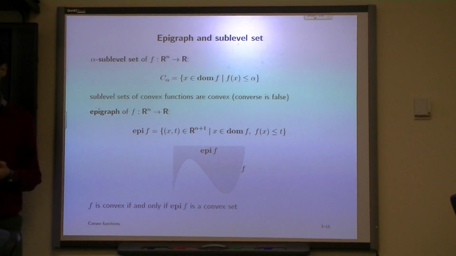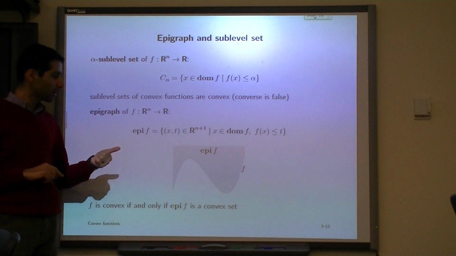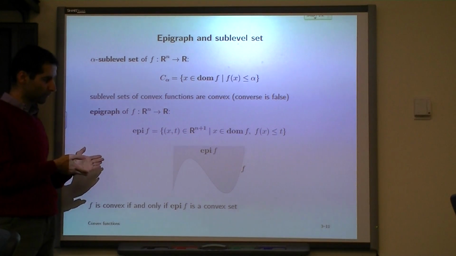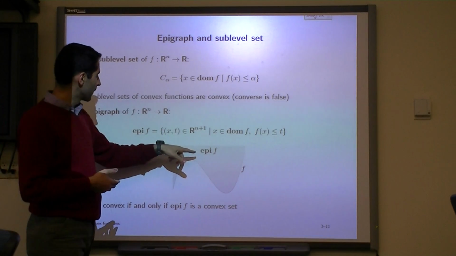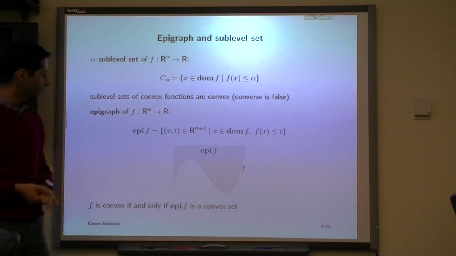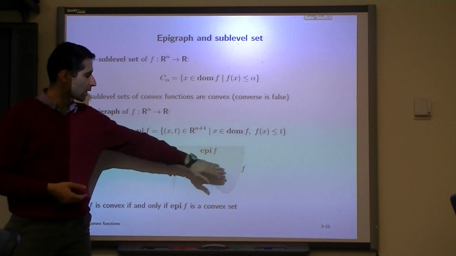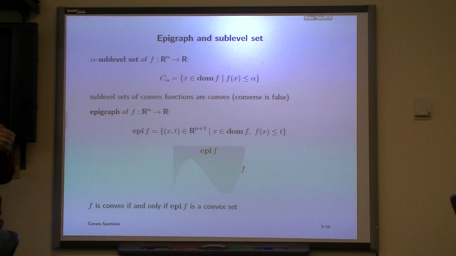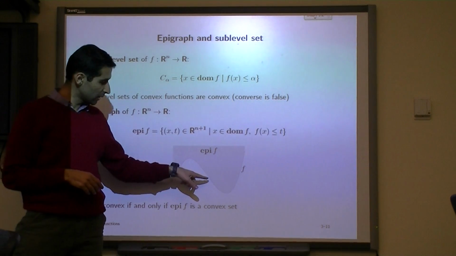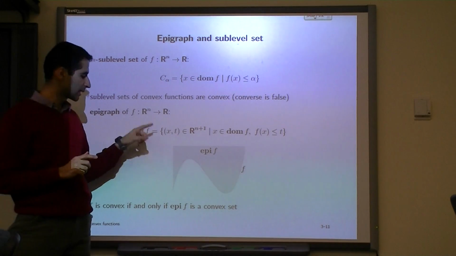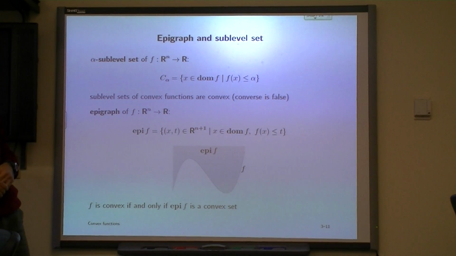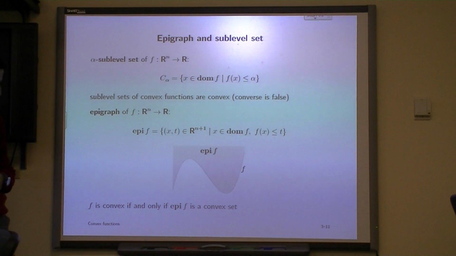Epigraph. Till now we talked about sets and functions. Epigraph is the connection between these two topics. We defined convex sets and we defined convex functions. Now, the epigraph of the function f is the set of points above the function, and if the function is convex, the epigraph of the function is a convex set. And it's also correct that if the epigraph of the function is convex, the original function is convex.